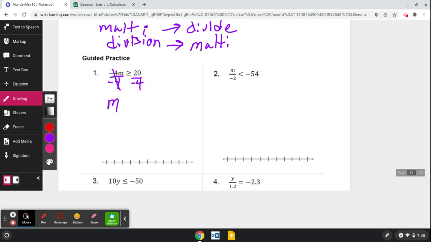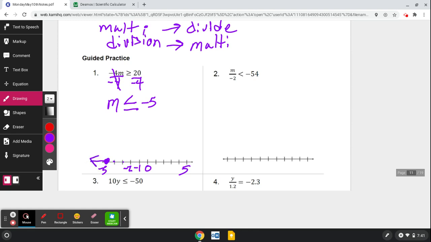So I still keep my m, but now it's less than or equal to a negative 5. Okay, so if this is 0, say this is negative 1, negative 2, 3, 4. Here's my negative 5, positive 5. I put a dot, and I'm going this way.